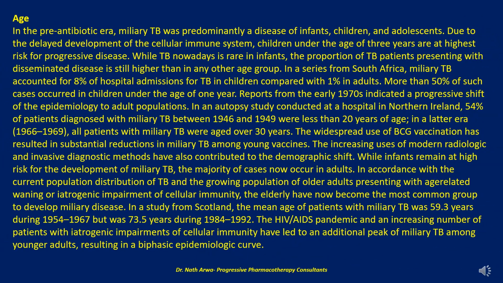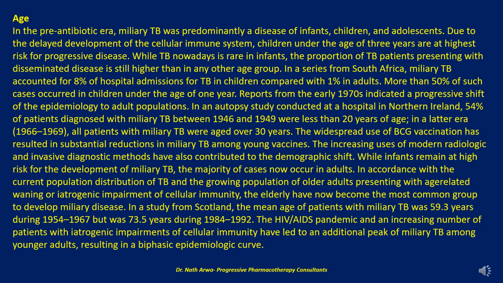We will now focus on age. In the pre-antibiotic era, miliary TB was predominantly a disease of infants, children, and adolescents. Due to the delayed development of the cellular immune system, children under the age of 3 years are at highest risk for progressive disease. While TB nowadays is rare in infants, the proportion of TB patients presenting with disseminated disease is still higher than in any other age group.